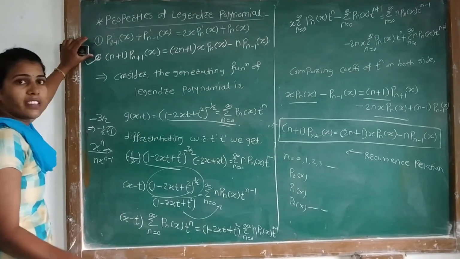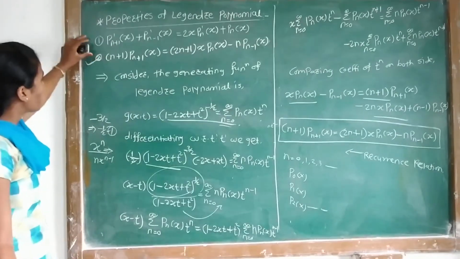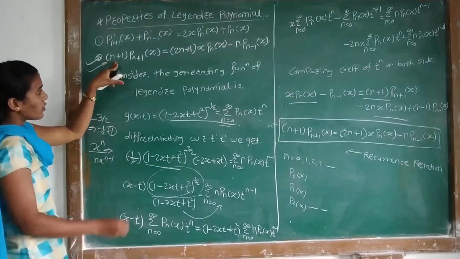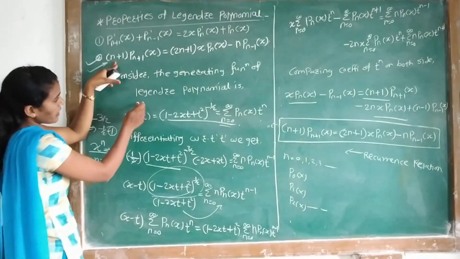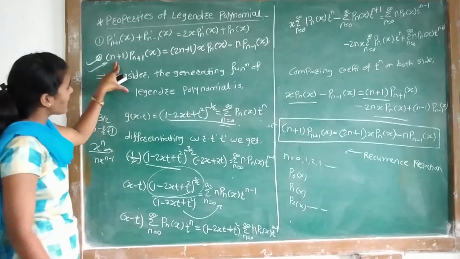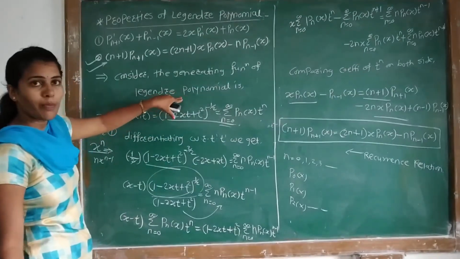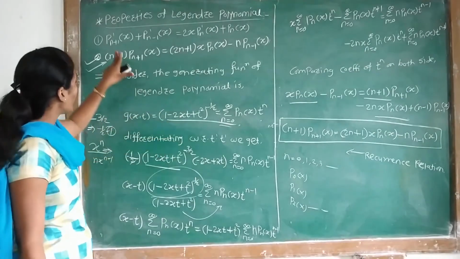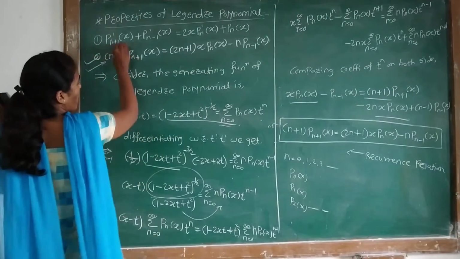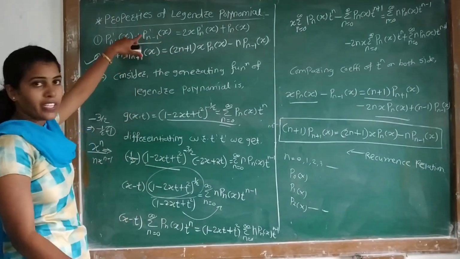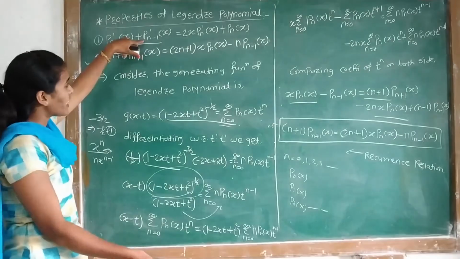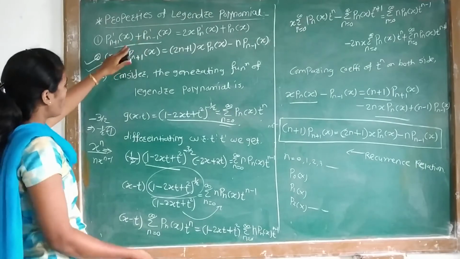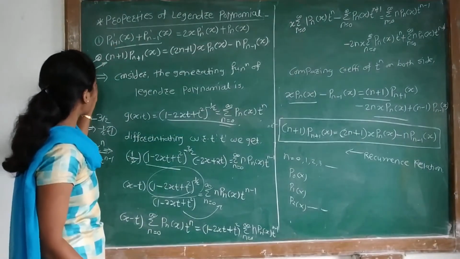I will tell you one thing. If we have to solve this kind of property, then you will differentiate the generating function of Legendre polynomial with respect to t. But if we have to solve this other kind of property, then you will differentiate the generating function of Legendre polynomial with respect to x. Now we will solve this second property.